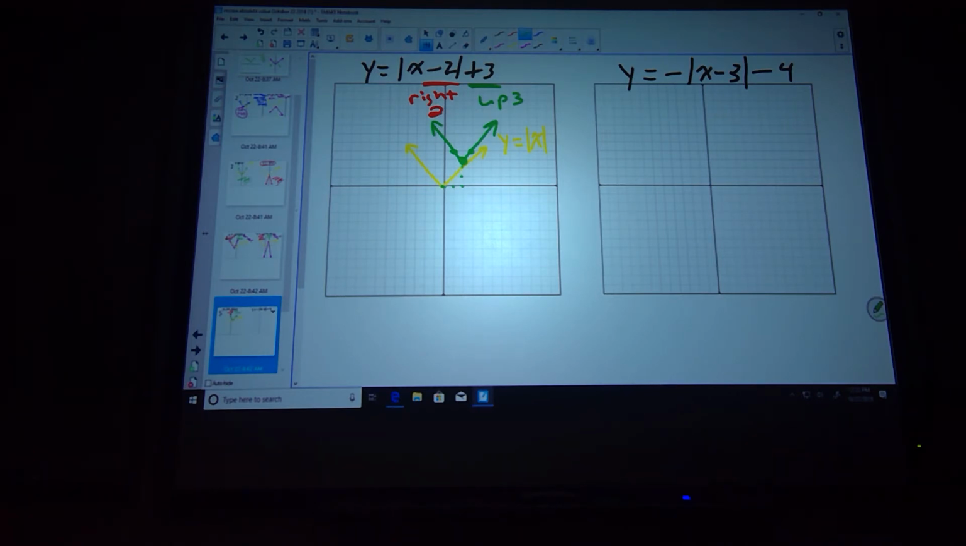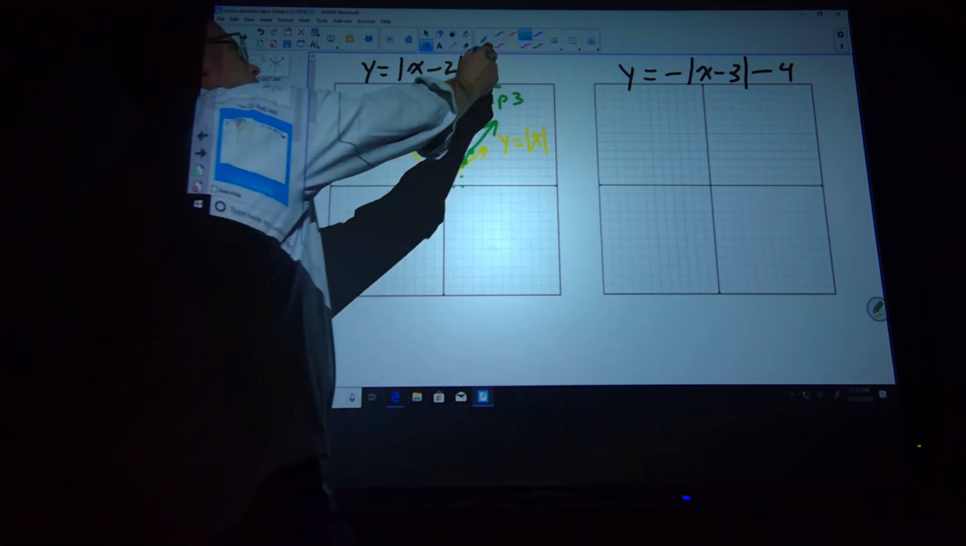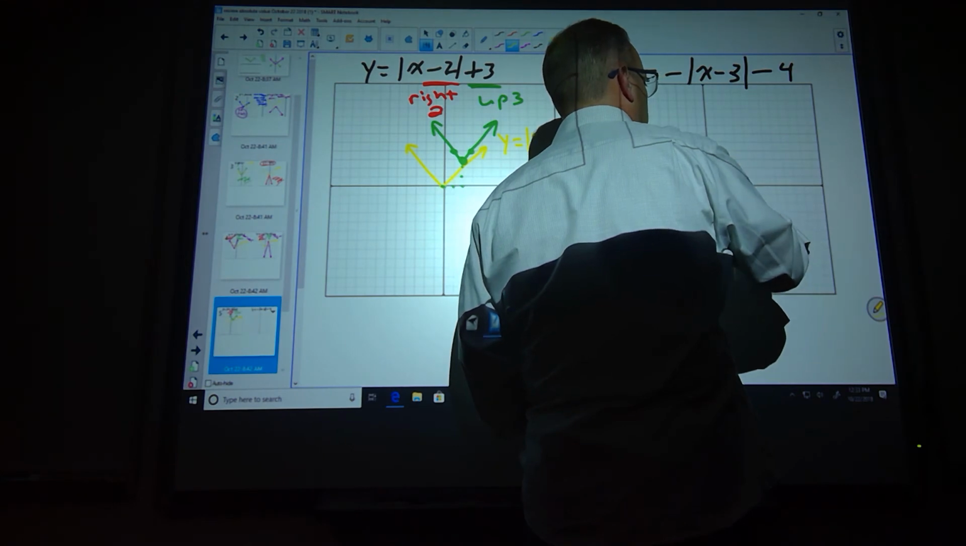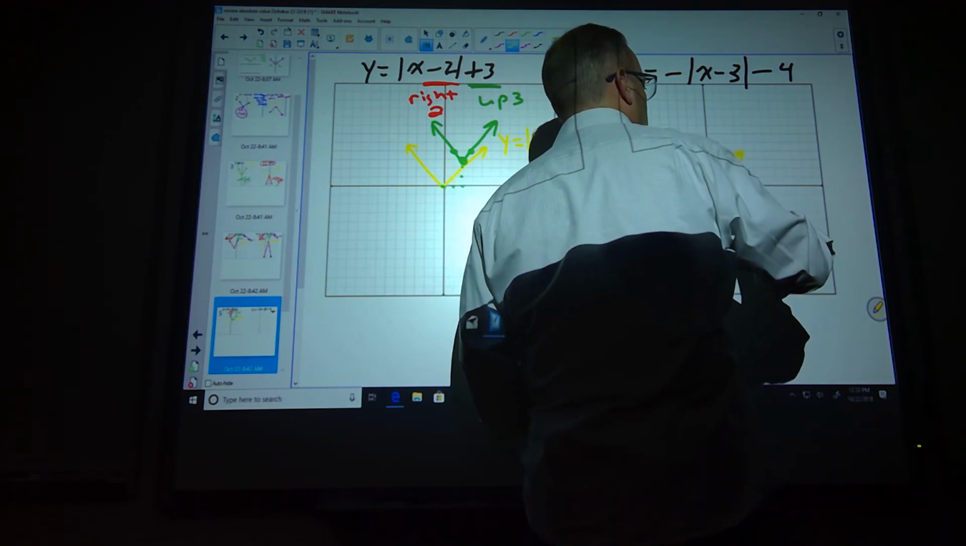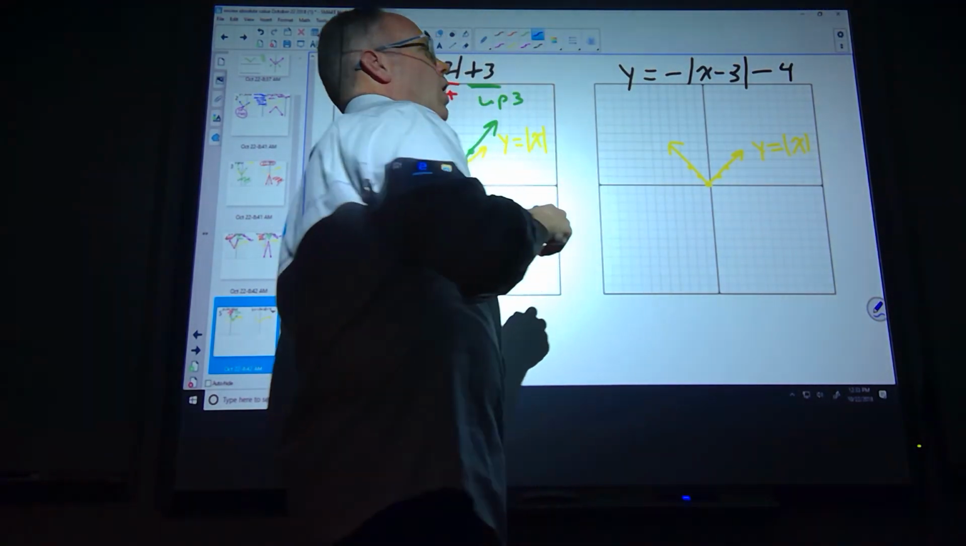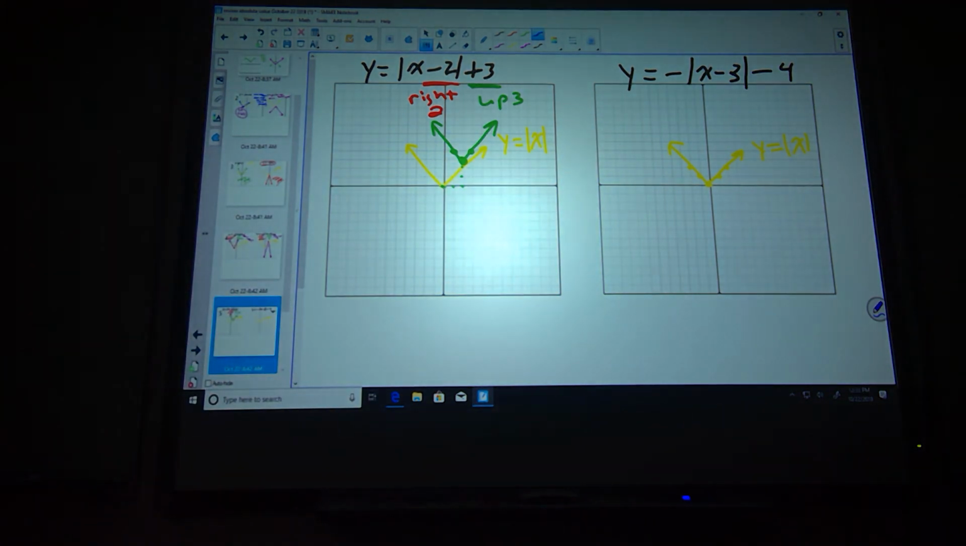All right. So let me do the parent function. 0, 0, right 1, up 1, left 1, up 1, right 1, up 1, left 1, up 1. So again, that's my most basic absolute value function. So can somebody tell me what the turning point is just by looking at it? Let's see if we can shortcut it a little bit. So the turning point on the yellow is 0, 0. What's the turning point on this next one? Is it still 0? Because it's just a negative. It flips it over, but the turning point doesn't flip over. The turning point is going to be the same.